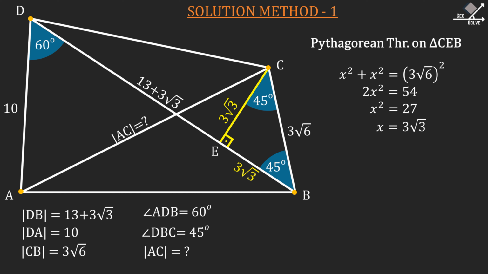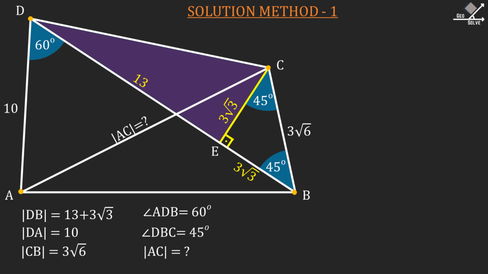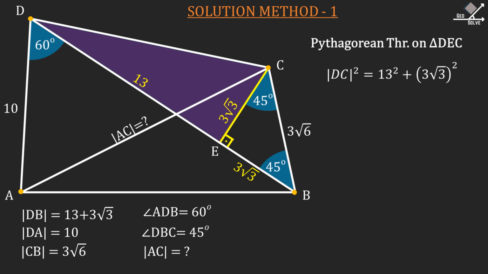Observing the line segment DB, we can conclude that DE equals DB minus EB. From here, we can write DE equals 13 plus 3 times square root of 3 minus 3 times square root of 3, and that gives us DE equals 13 units. Now, let's focus on this shaded triangle. Applying Pythagorean theorem on this triangle, we can write the following equation, and that will give us DC squared equals 169 plus 27. From here, line segment DC can be found as 14 units.